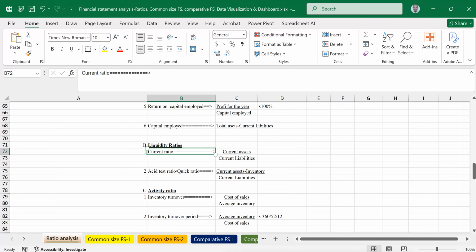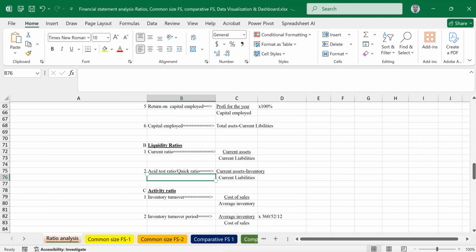Now, the first one being the current ratio. Current ratio is simply current assets over current liabilities, and they usually say the most preferred current ratio is 2:1. That means your current assets exceed your current liabilities.